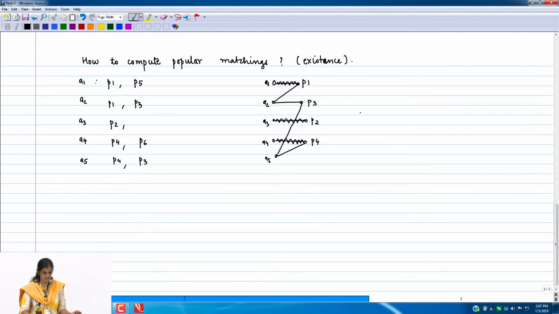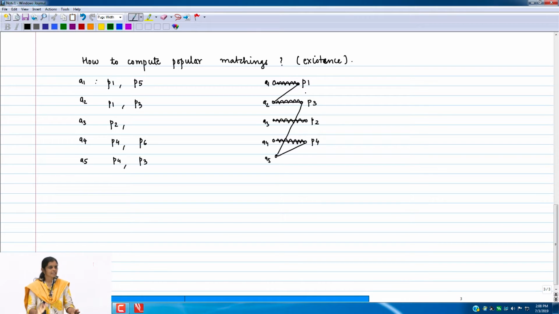So I have an initial matching A1 P1, A2 is not assigned, A3 P2, A4 P4. The only possibility is A2 and A5 can get assigned to P3, one of them, because capacities are 1. So the only choice that I have is A2 can get matched to P3 or A5 can get matched to P3. I just want to finish this. If I assign A2 to P3, then A5 is left unmatched, right?